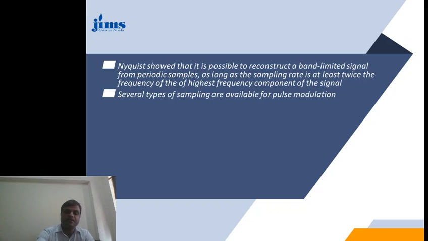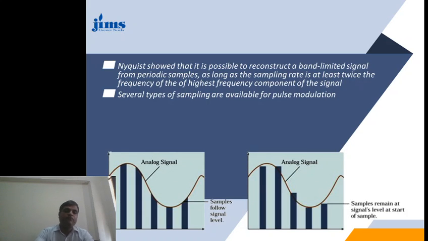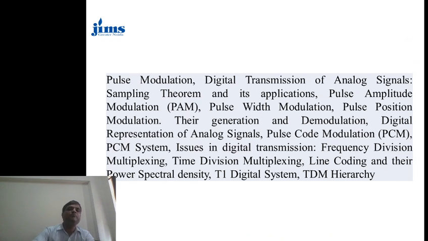Several types of sampling are available for pulse modulation. See this particular diagram here. In the first case, the sample follows the signal level. In the second case, the sample remains at the signal level. Both can be used. Either the sample follows the signal level or the sample remains at the signal level at the start of the signal. So these are basically the methods of sampling.